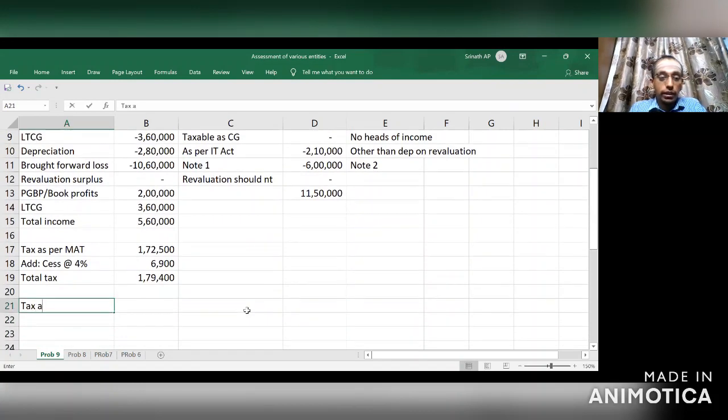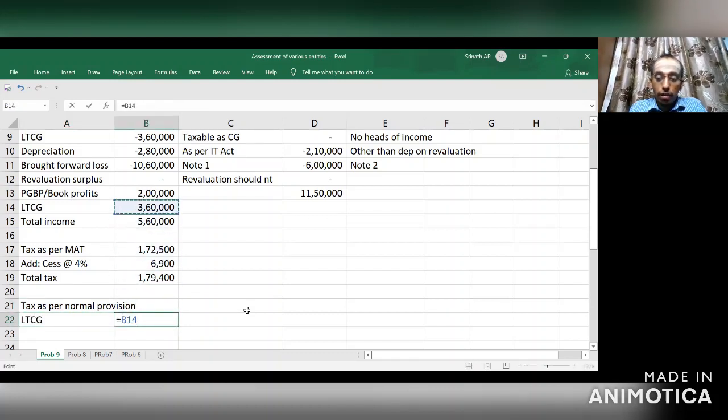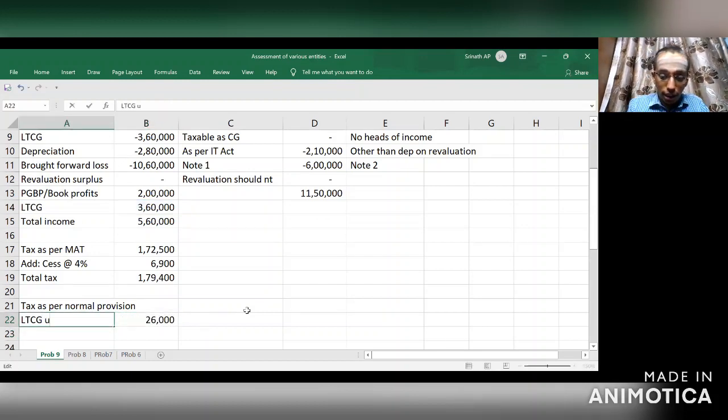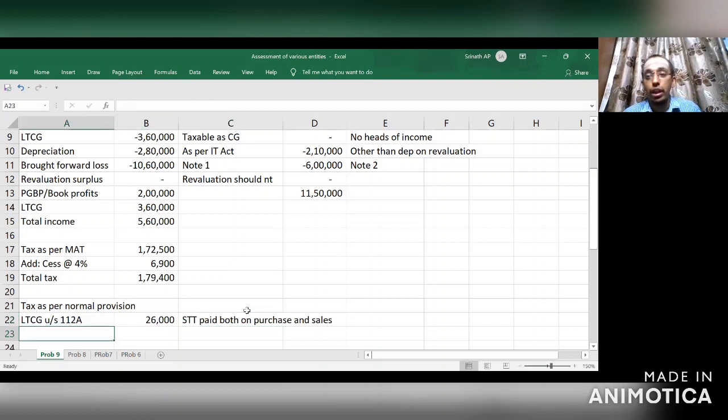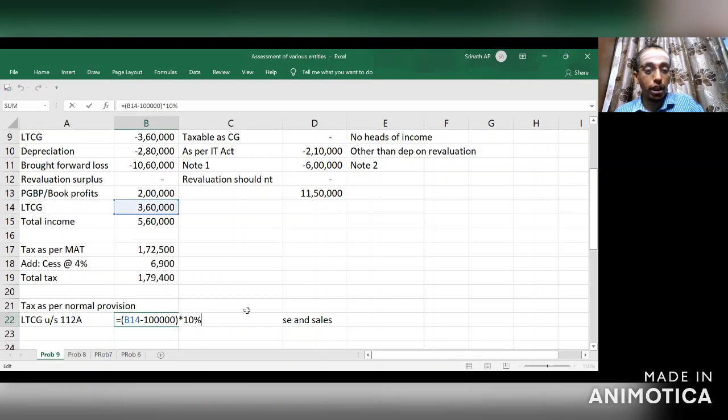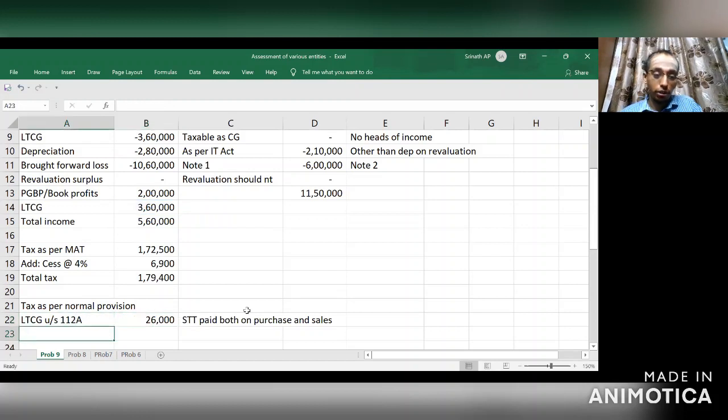Now, tax as per normal provisions. First, long-term capital gain 3 lakh minus 1 lakh. On first 1 lakh, no tax. So it would be 3 lakhs minus 1 lakh multiply by 10%, which should be taxed under section 112A. STT paid both on purchase and sales. Therefore, 3,60,000 minus 1 lakh multiply by 10% gives you 26,000.